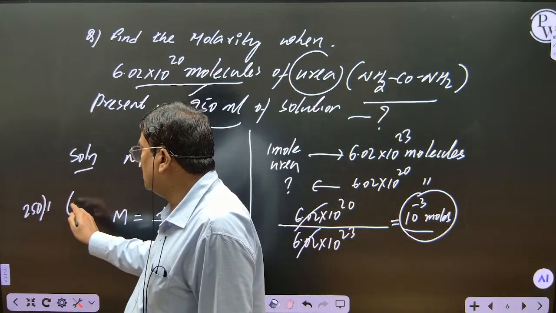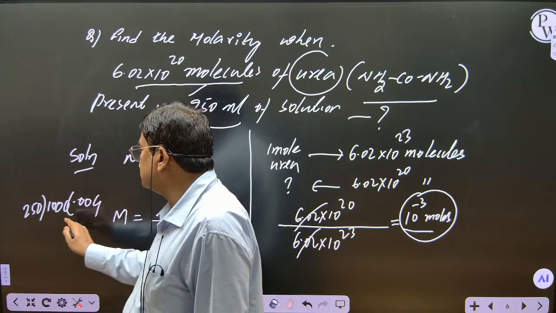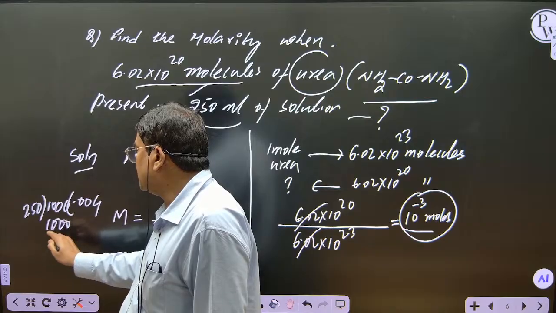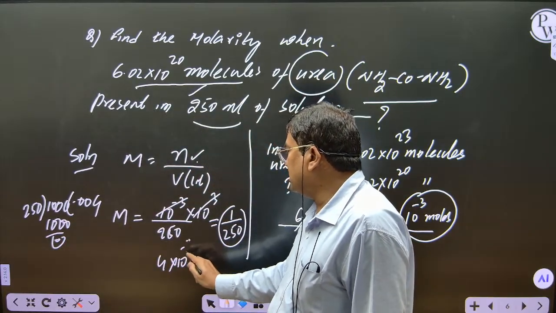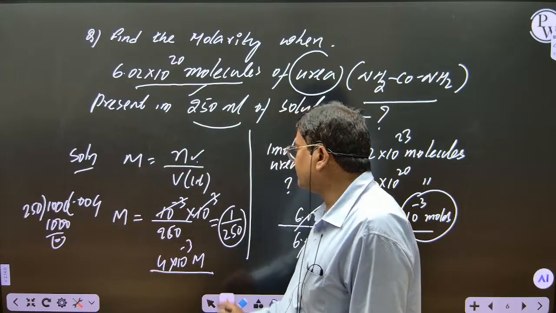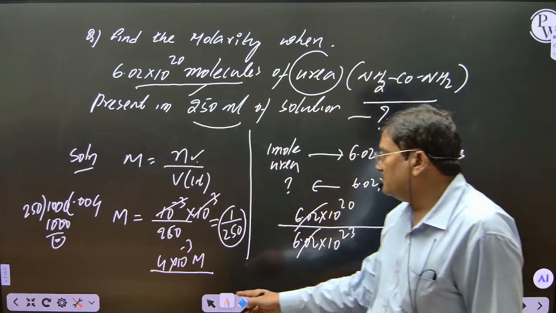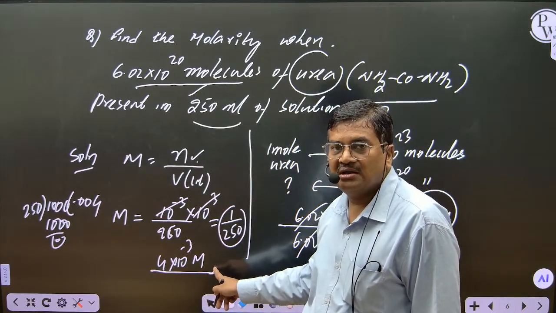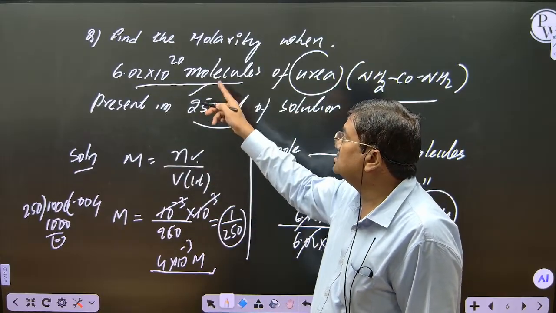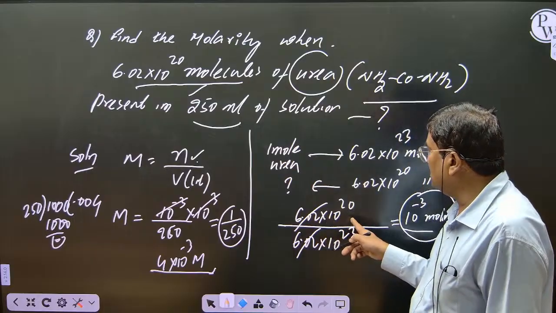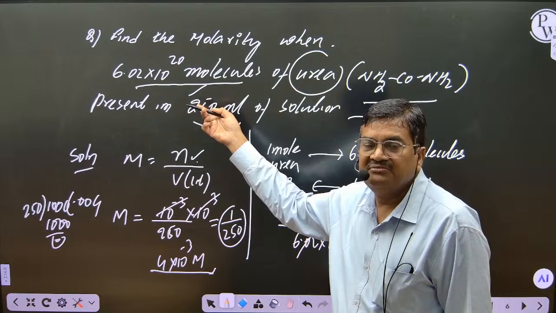250 upon 1, it won't cancel. 0.04, that is what we get. 4 into 10 power minus 3 molar. So the concentration of this urea will be 4 into 10 power minus 3 molar. Understood, students? So the mole concept links up. See here, molecules are given, and here we are converting the molecules into moles. So we bring the given molecules into moles by dividing with Avogadro number.